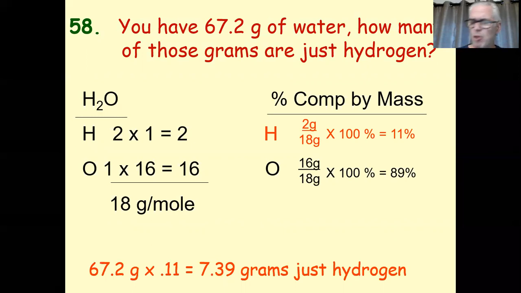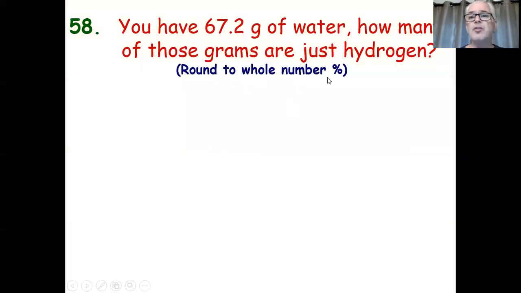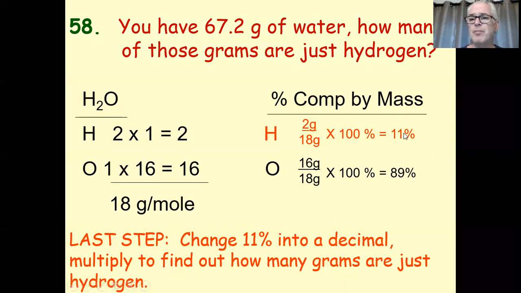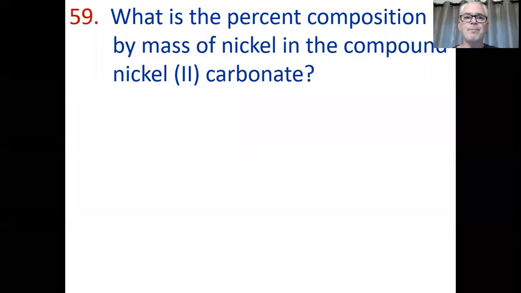Now I think, let me roll back here on the notes. I think this rounds to a whole number percent, so we went to 11% instead of 11.1111 and 88.9999. So it's 11% and it's 7.39. If you misread that, it would be 7 grams of hydrogen, but technically 7.39 is the correct answer.